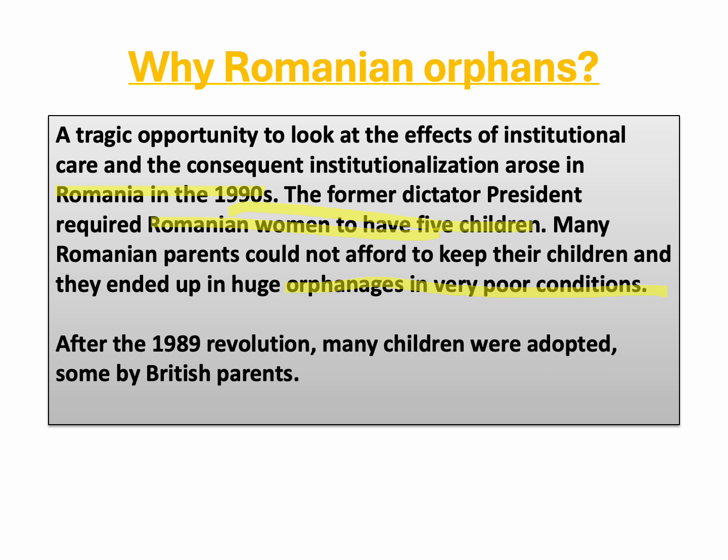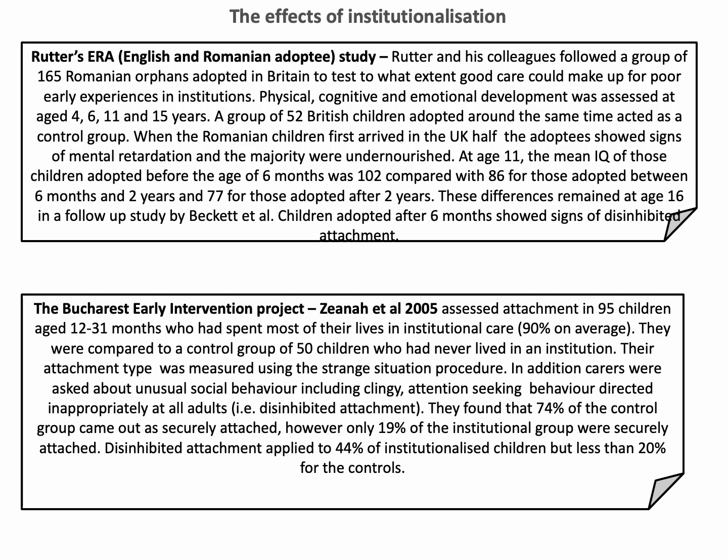So we move on now to look at the 2 main pieces of research that you'll need to know that establish the effects of institutionalisation, but also allow us to compare what happens when children are adopted and cared for. So you've got Rutter's English and Romanian Adoptee Study, which is the ERA, and you've got the Bucharest Early Intervention Project. So starting with the ERA, we've got 165 Romanian orphans adopted in Britain, and they were trying to understand to what extent good care might make up for the poor early experiences these children experienced.